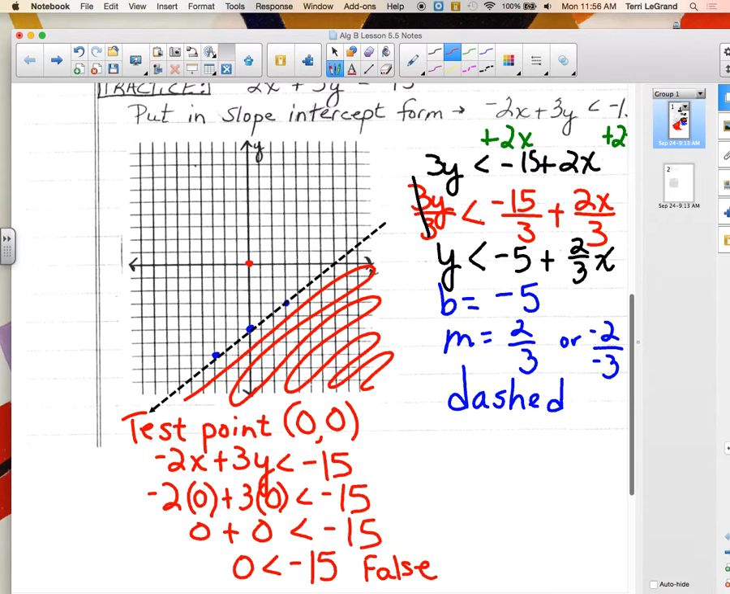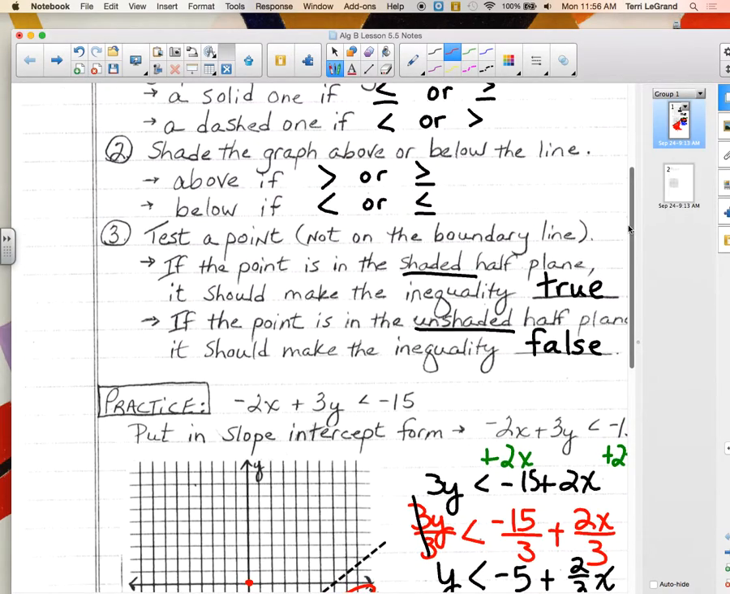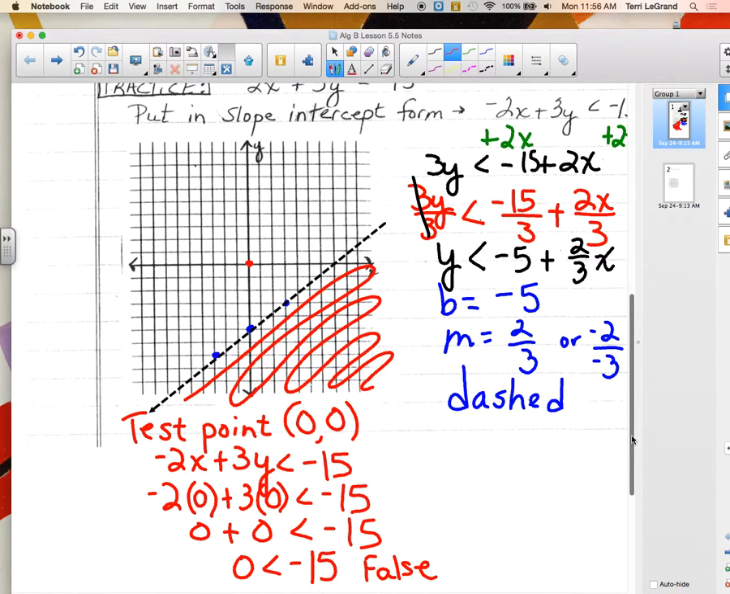Now, we did the test point before we did the deciding where to shade. So let's go back up here and look at what it said in number 2: shade the graph above or below the line. We ended up below, didn't we? If the symbol is less than or less than or equal to... Now, this is one place where we have to look at the symbol after we renamed it. So be careful on this.